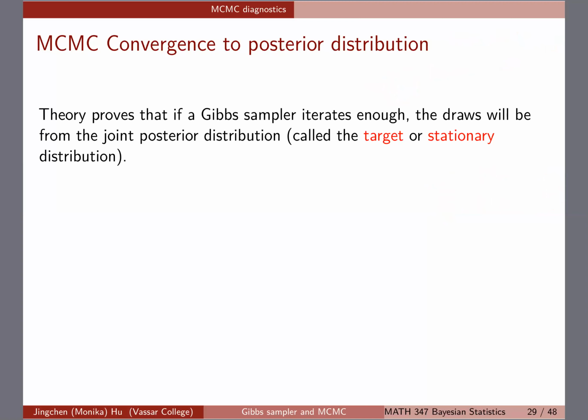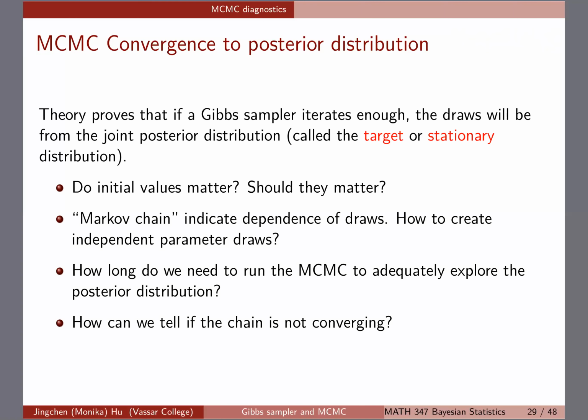So the goal is that our MCMC, the Gibbs sampler, should converge to the posterior distribution, and we need to make sure that this is happening. So we're going to cover a few diagnostics to make sure that this is happening. And if it's not, we have to figure out a way to make sure that it is really converging. So these are a few questions for you. I already talked about some of them. Do the initial values matter? Should they really matter? The Markov chain indicates dependence of draws, so how do we create independent parameter draws? And another question: how long do we need to run the MCMC to adequately explore the posterior distribution?